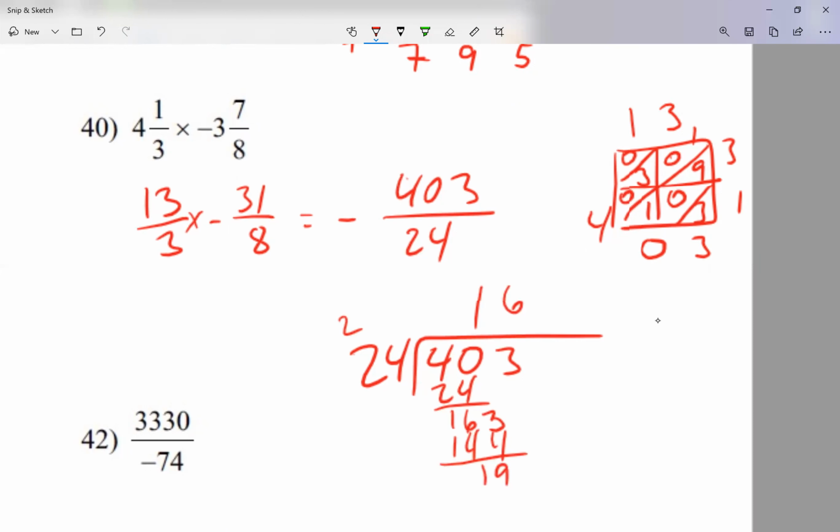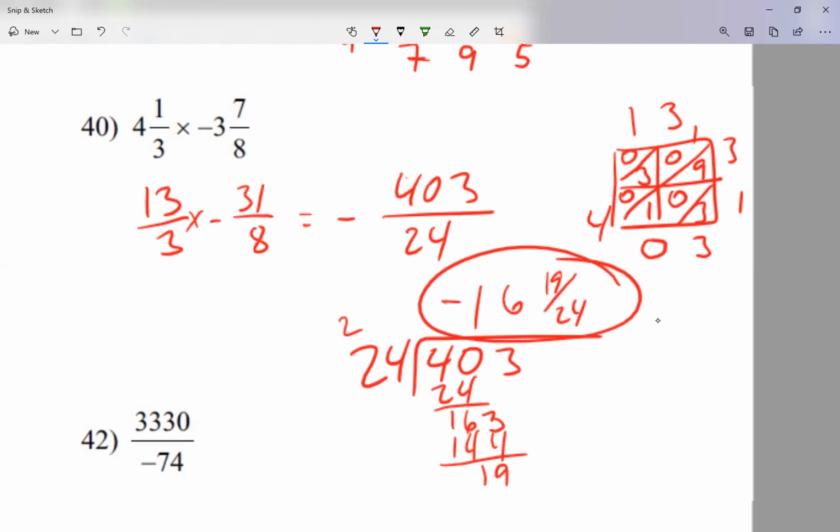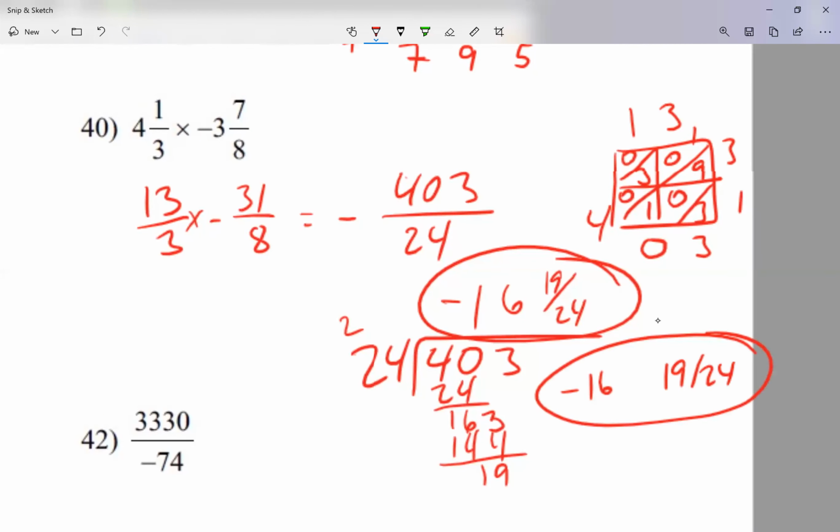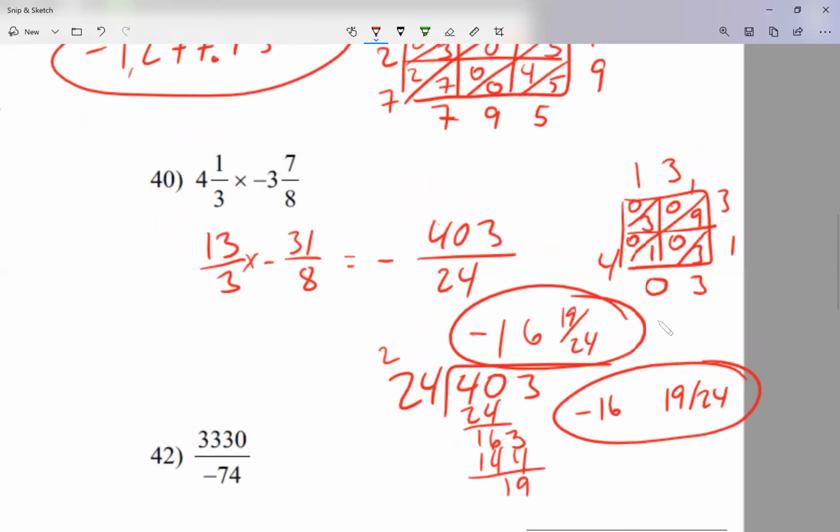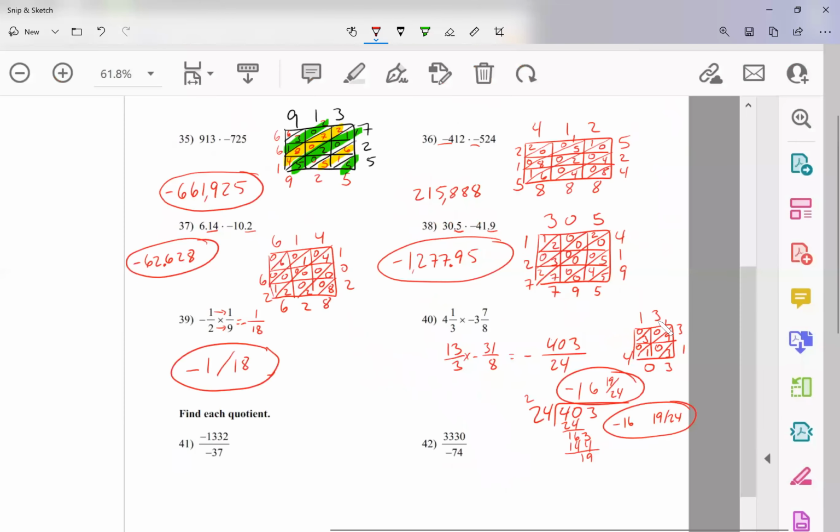So my answer is 16 and 19 over 24. Negative. All right, how are we going to type this? Negative 16. Let me leave a space. 19 over 24. That's how we're going to type it. Let me zoom out so you guys know exactly how to type this work.